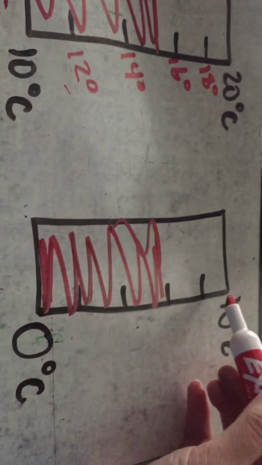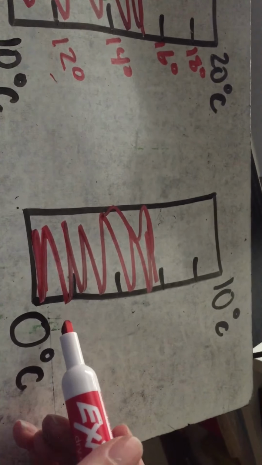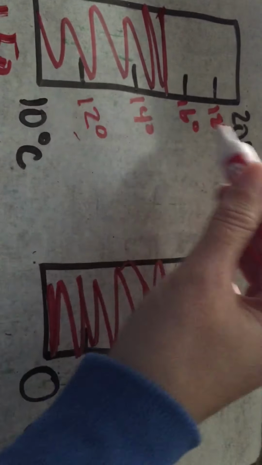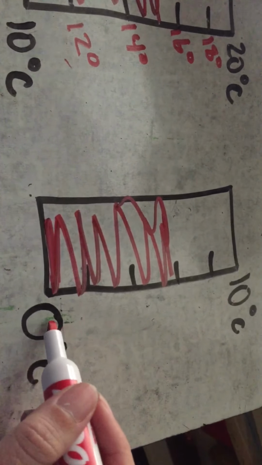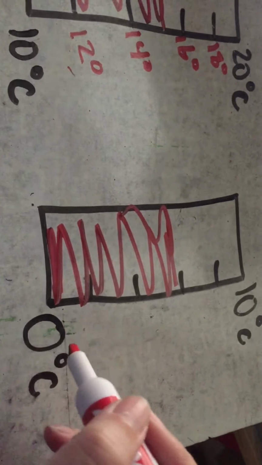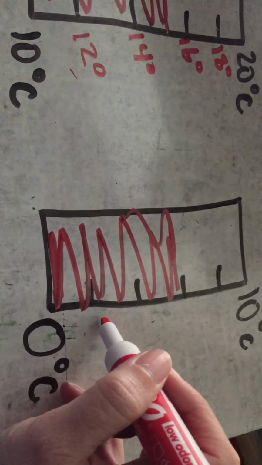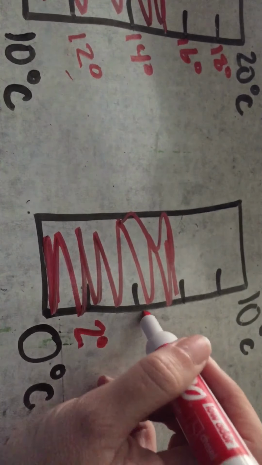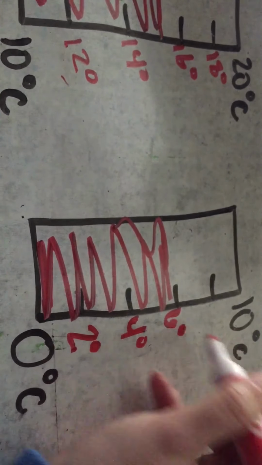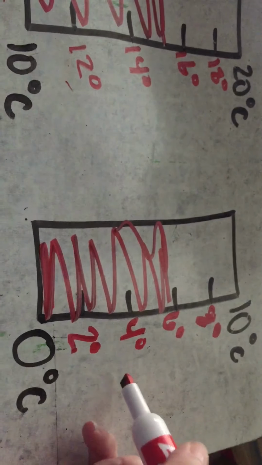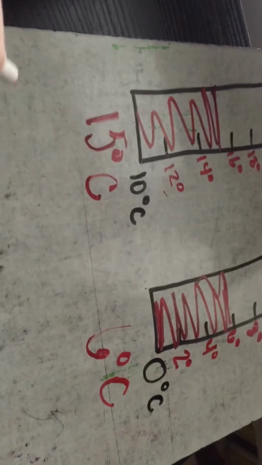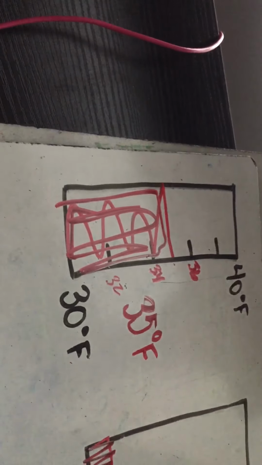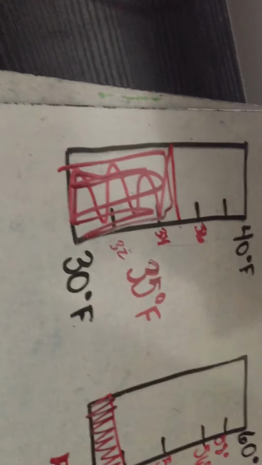Now this one is 0 to 10. So it's not going to be double digits yet, is it? Because it can't be bigger than 10. So we got to count up by twos. 0 plus 2 is 2, 4, 6, 8. And it got to 6. So 6 degrees Celsius. That's how you find your degrees on a thermometer.